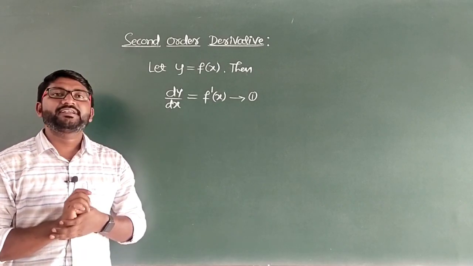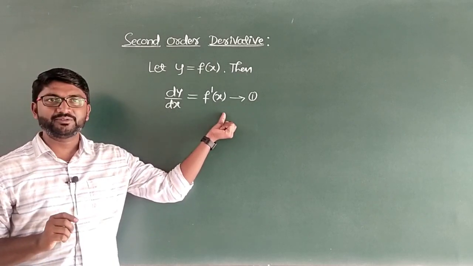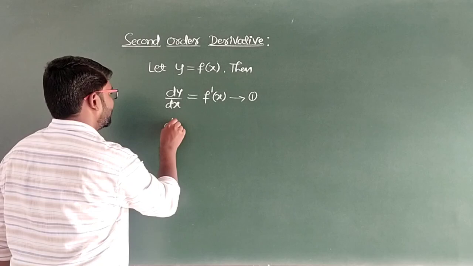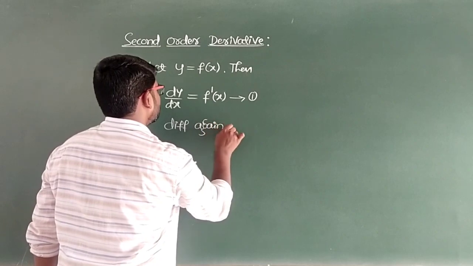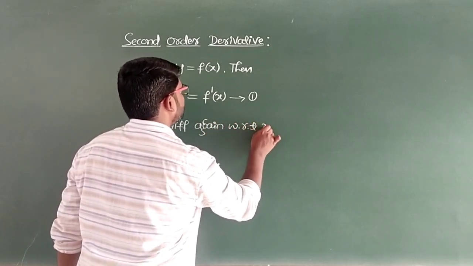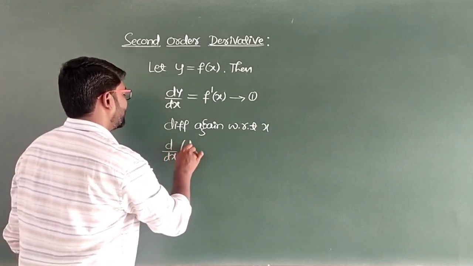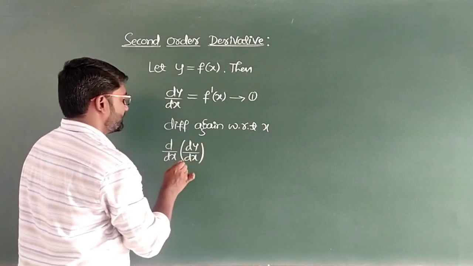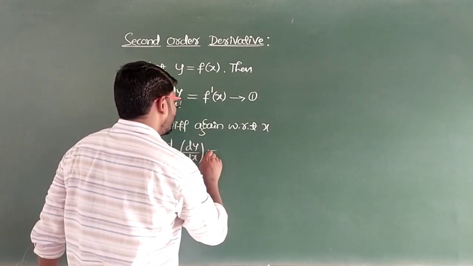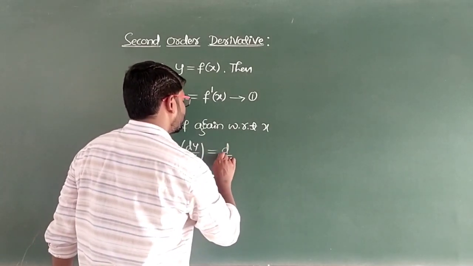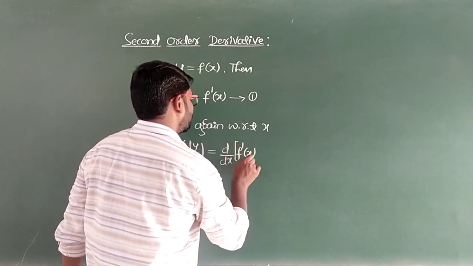Now if equation 1 is differentiable again, once again we will have to differentiate both the sides with respect to x. So here differentiate again with respect to x. What do we get now? d by dx of dy by dx. So for this equation I am differentiating both the sides. So d by dx of dy by dx which is equals to d by dx of f dash of x.